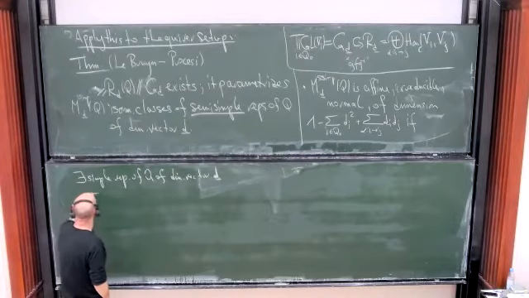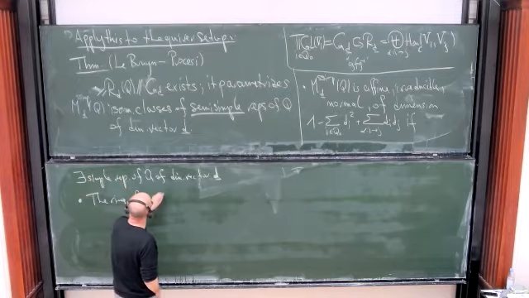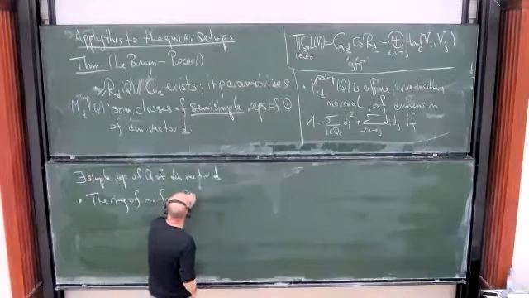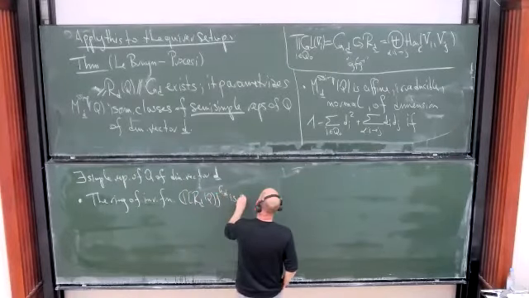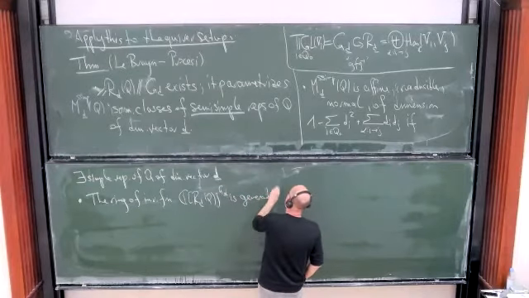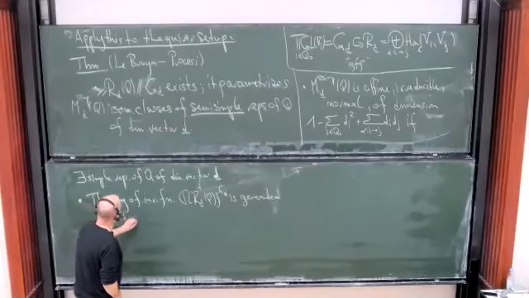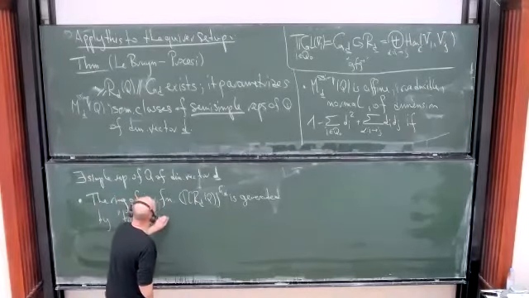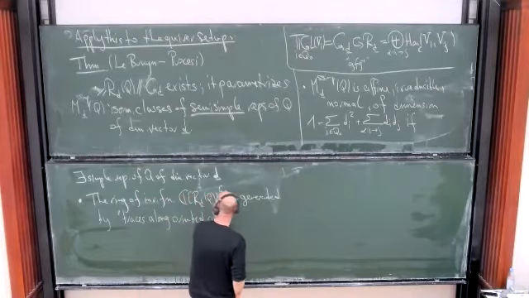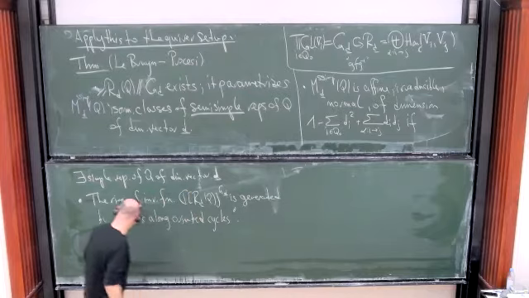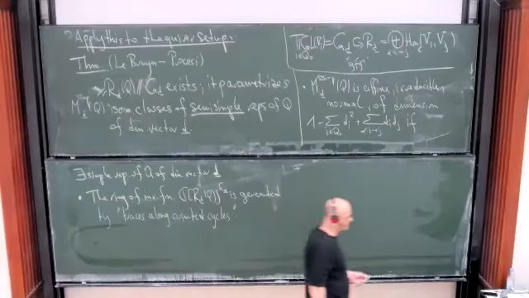The ring of invariant functions C[Rep(Q, d)]^GL_d is generated by traces along oriented cycles. So that's the first theorem.